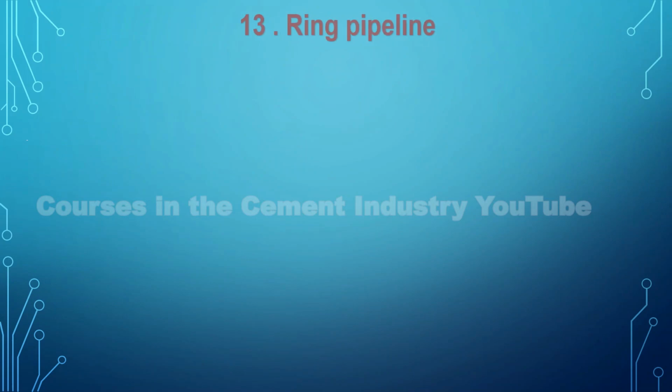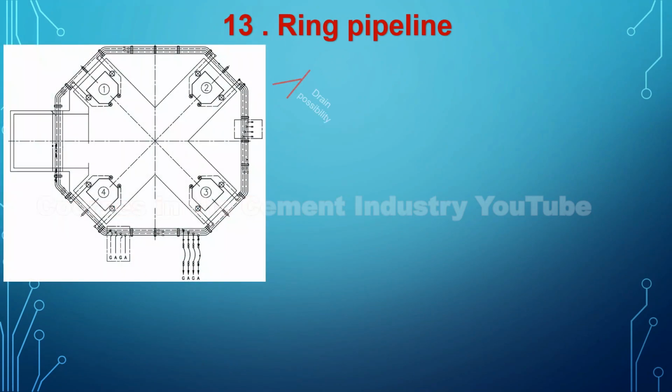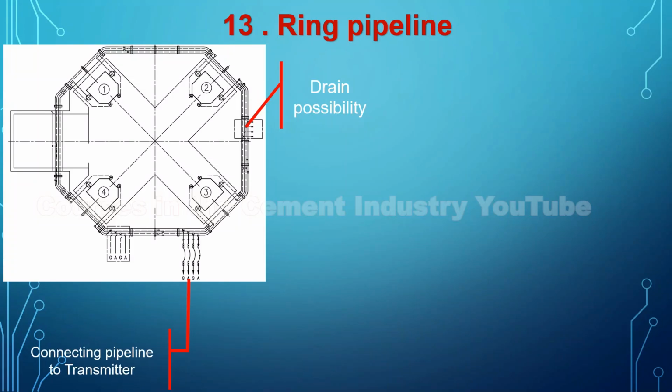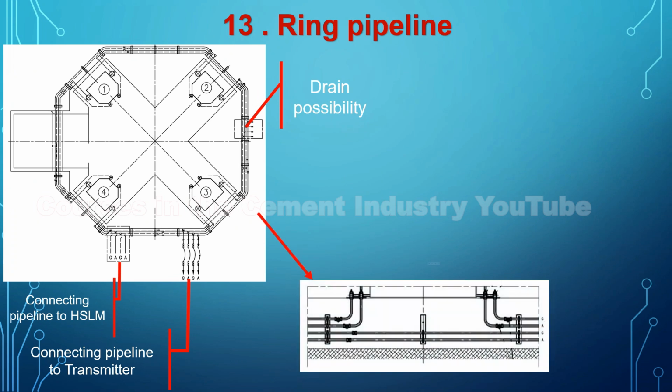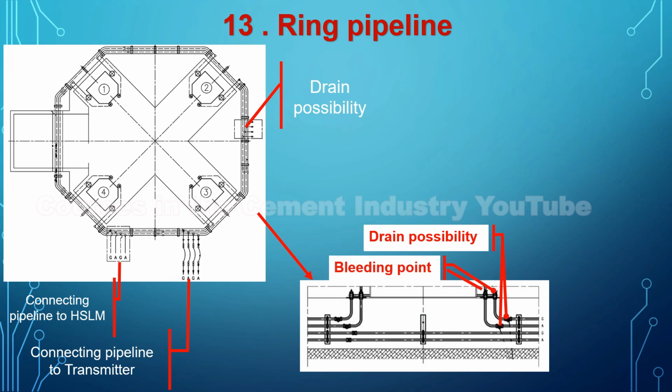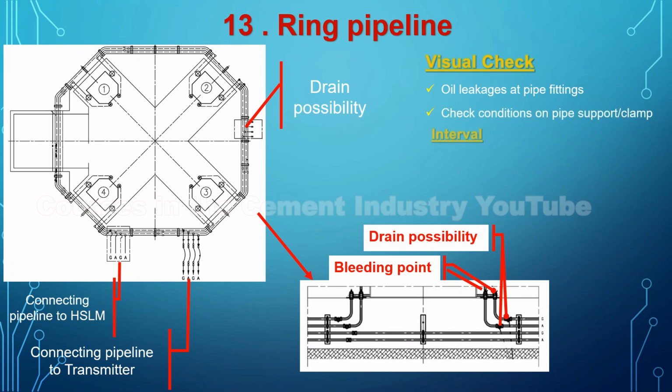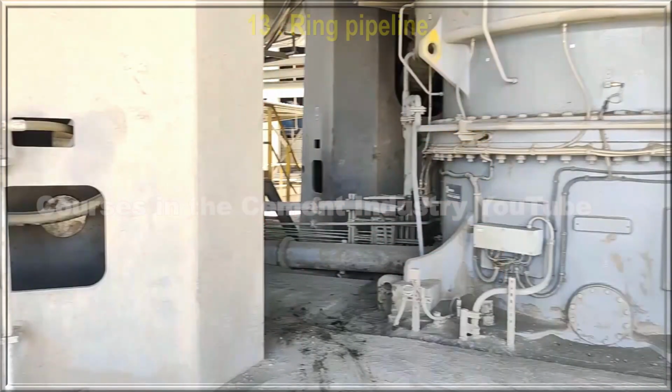13. Ring pipeline. Visual check. 1. Oil leakages at pipe fittings. 2. Check conditions on pipe support and clamp. Interval. In starting time visual check weekly, later monthly. See this video about ring pipeline.